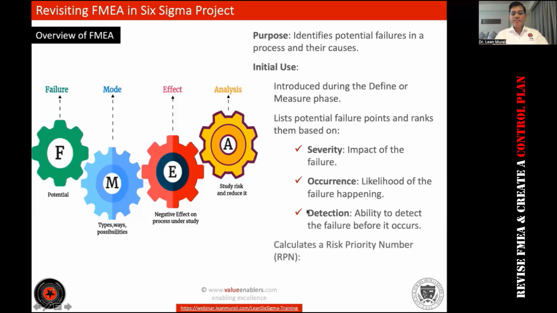Okay. And there is something called RPN. You can type RPN is equal to S into O into D: severity, occurrence, and detection. That much in this session is more than enough. Okay. RPN is equal to severity into occurrence into detection. That much is more than enough in this session. All right.